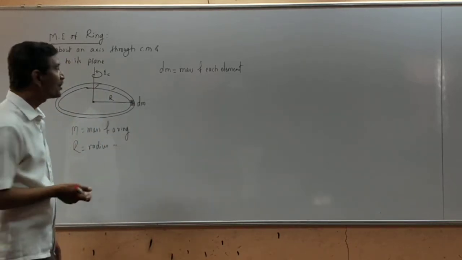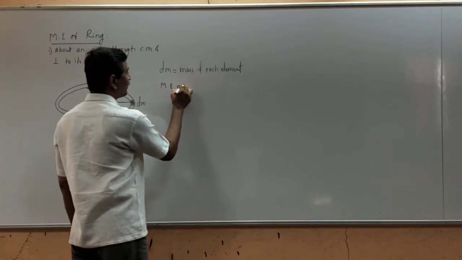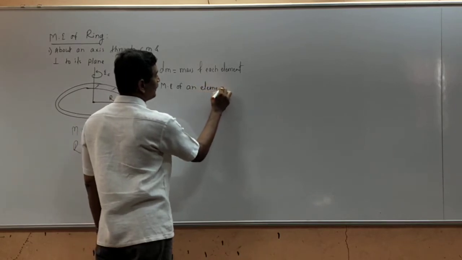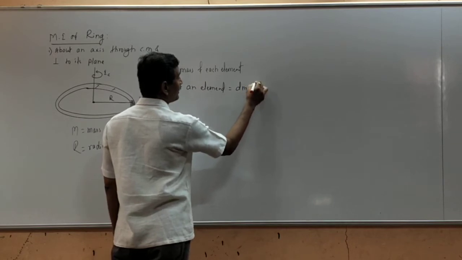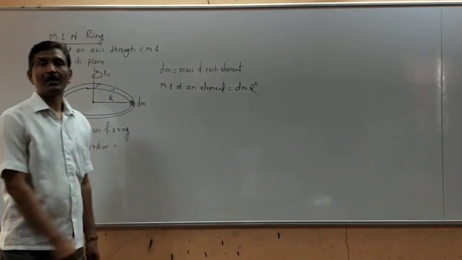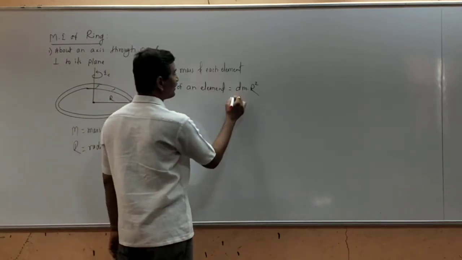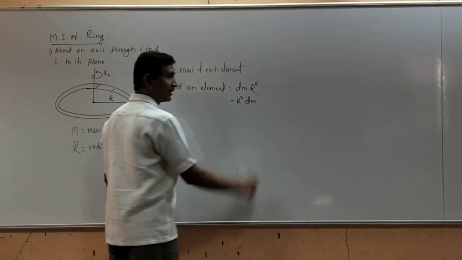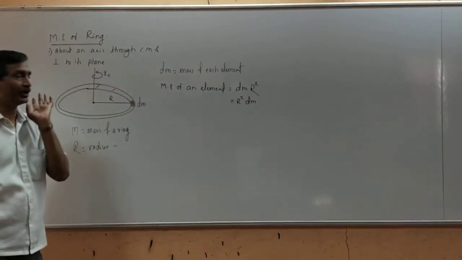Now apply our definition of the moment of inertia. The moment of inertia of an element is the product of mass and the square of its distance from the axis of rotation. Mass is dm, distance is r, so it is dm into r square. By the commutative law of products, it is r square into dm. Now the question is, how will you determine the moment of inertia of the whole ring?